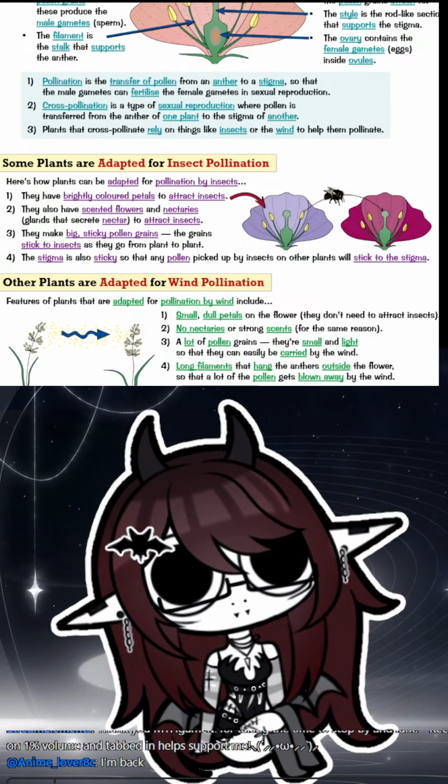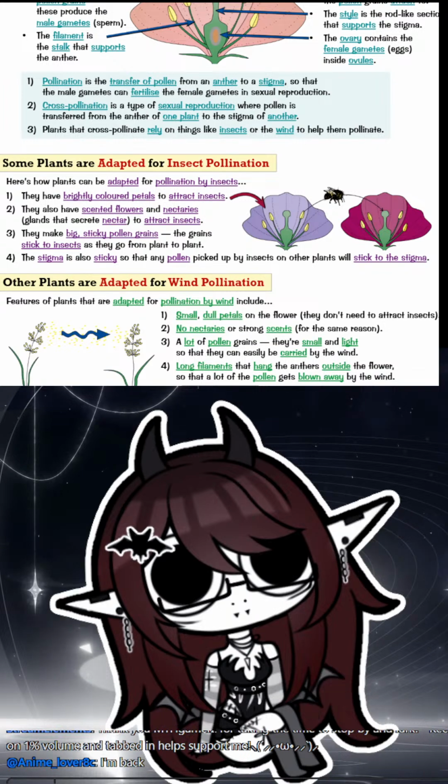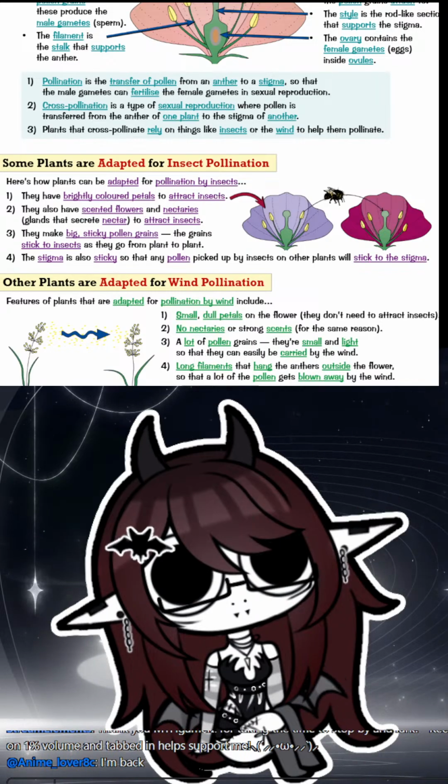Cross-pollination is a type of sexual reproduction where pollen is transferred from the anther of one plant to the stigma of another. Plants that cross-pollinate rely on things like insects and wind to help them pollinate.